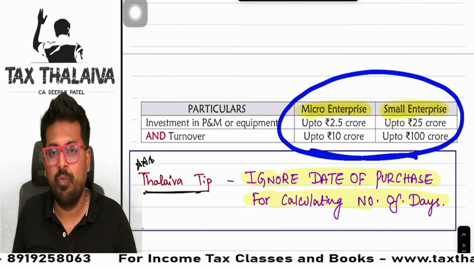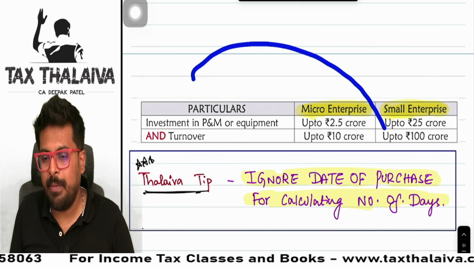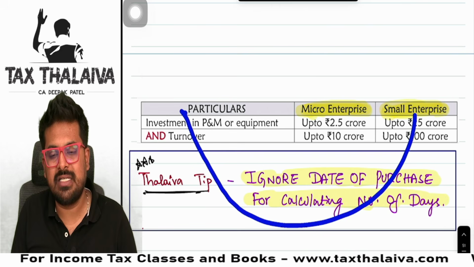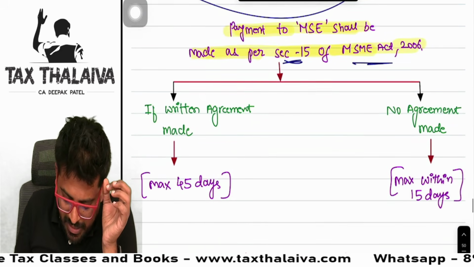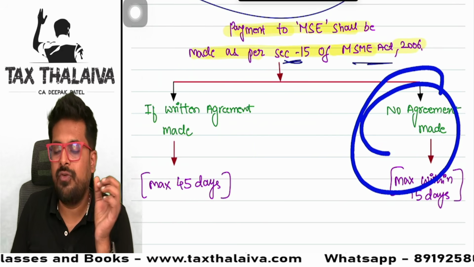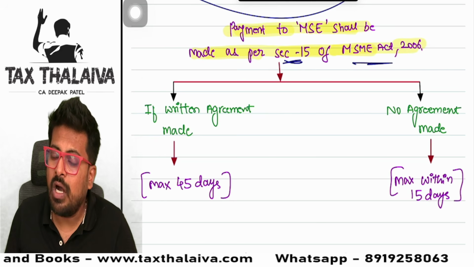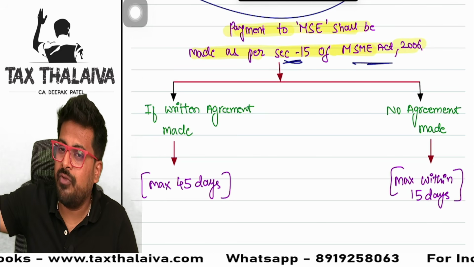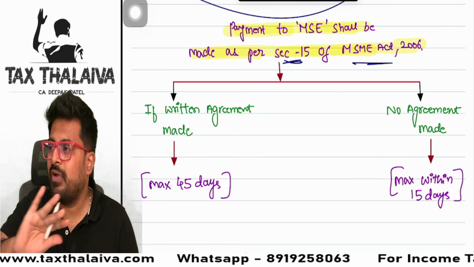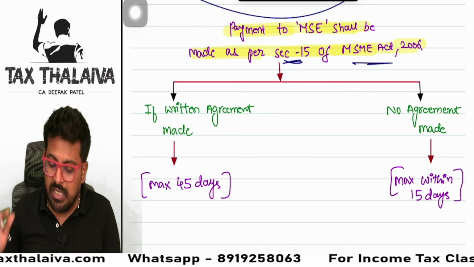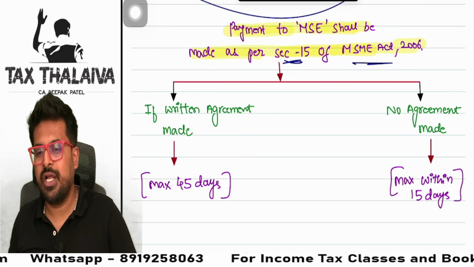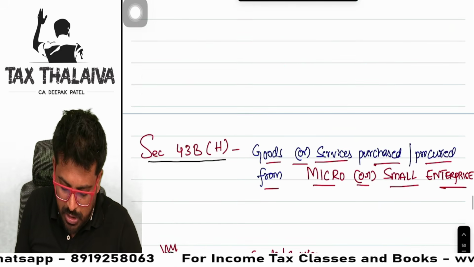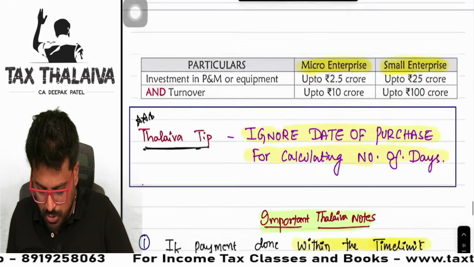These are the enterprises to which, if you make any payment for goods or services taken from them, you have to make payment within 45 days if there is an agreement, and within 15 days if there is no agreement. Sir, what will happen if I make payment after 45 days or 15 days? Then whatever expenditure you spent, whatever amounts you are paying to this MSE, is not allowed as deduction. It will be totally disallowed under section 43BH. Got it?